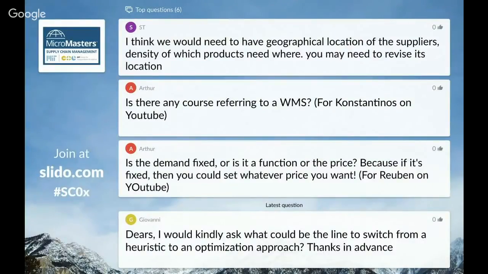Is there any course referring to WMS? What is WMS? A warehouse management system. Ah, okay. I talk about it in SC0x, and I talk about distribution centers in general, just kind of one lecture in SC0x in week 9 or 10. So yes, a little bit. Not too many people do too much on WMSs, to be honest.